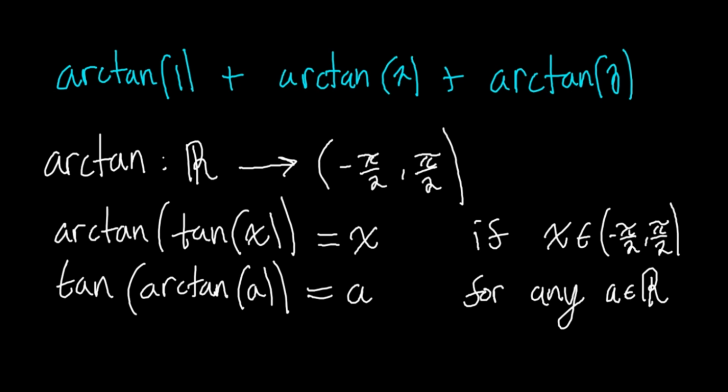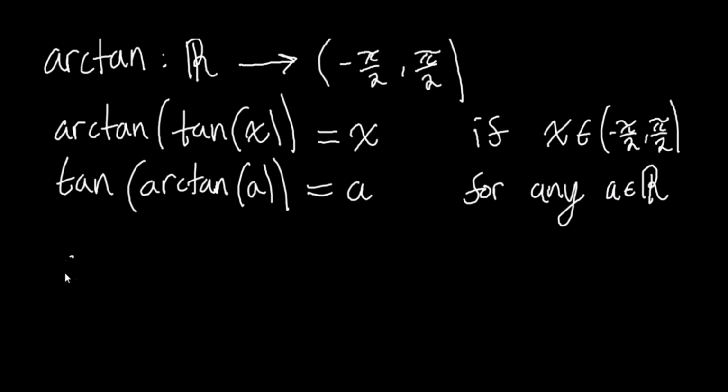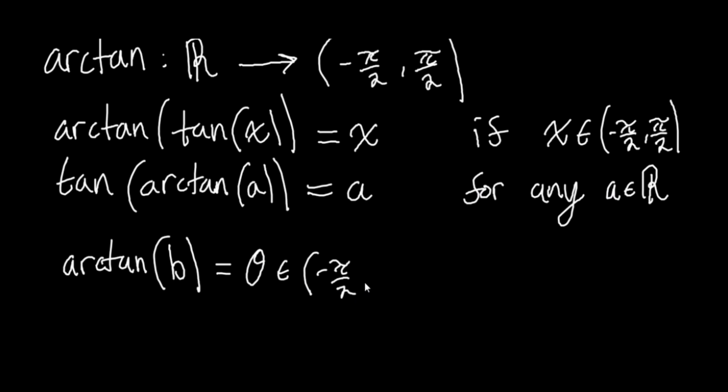So one way to think of the arctangent function is if I have the arctangent of some real number b, then this is equal to the angle theta in between negative pi over 2 and pi over 2, such that if I were to take the tangent of that angle theta, remember, I'm taking the tangent of arctangent of b, then I'm just going to get b.